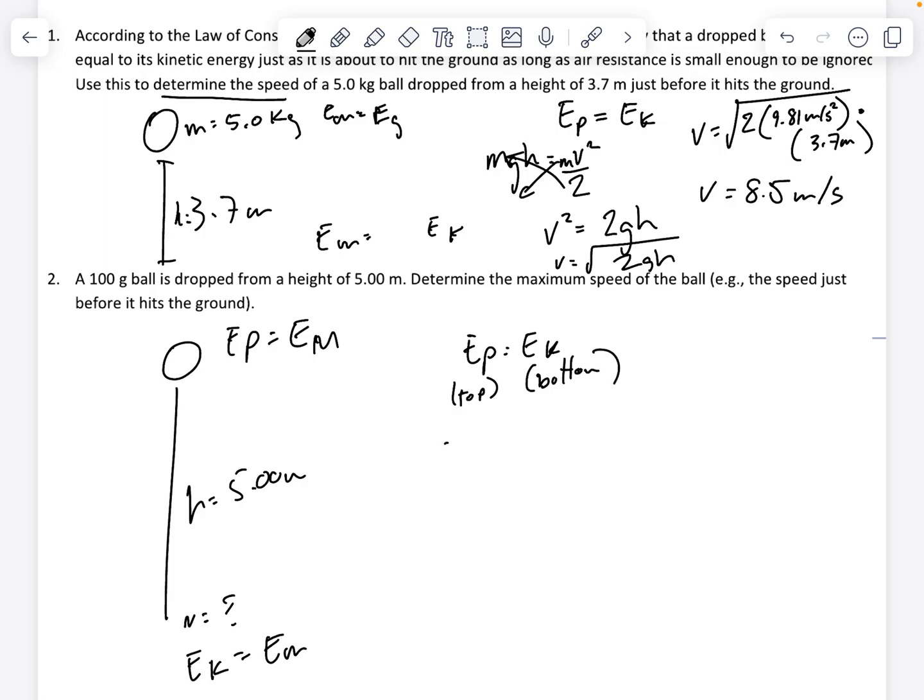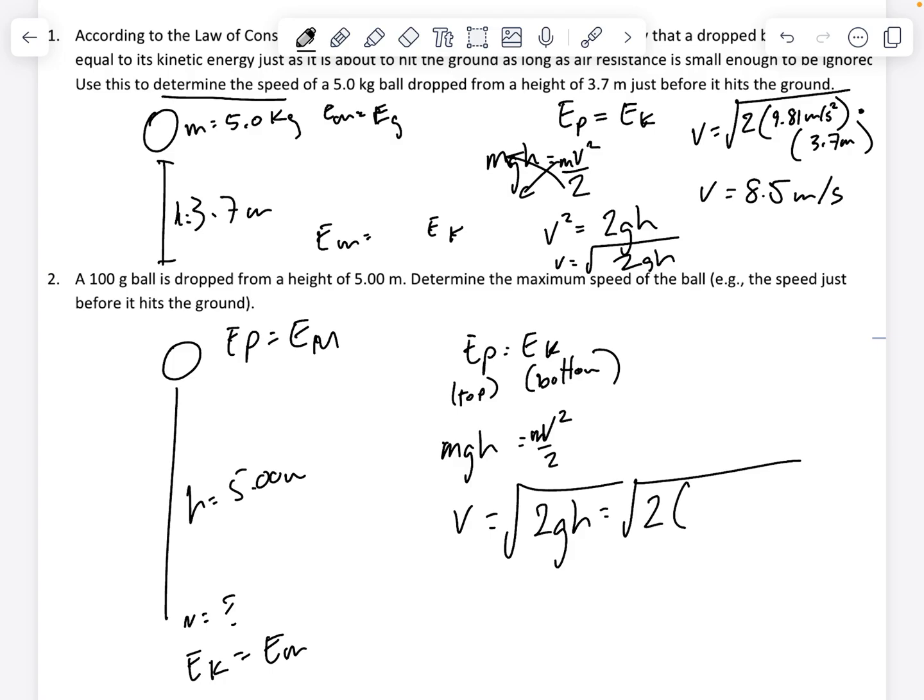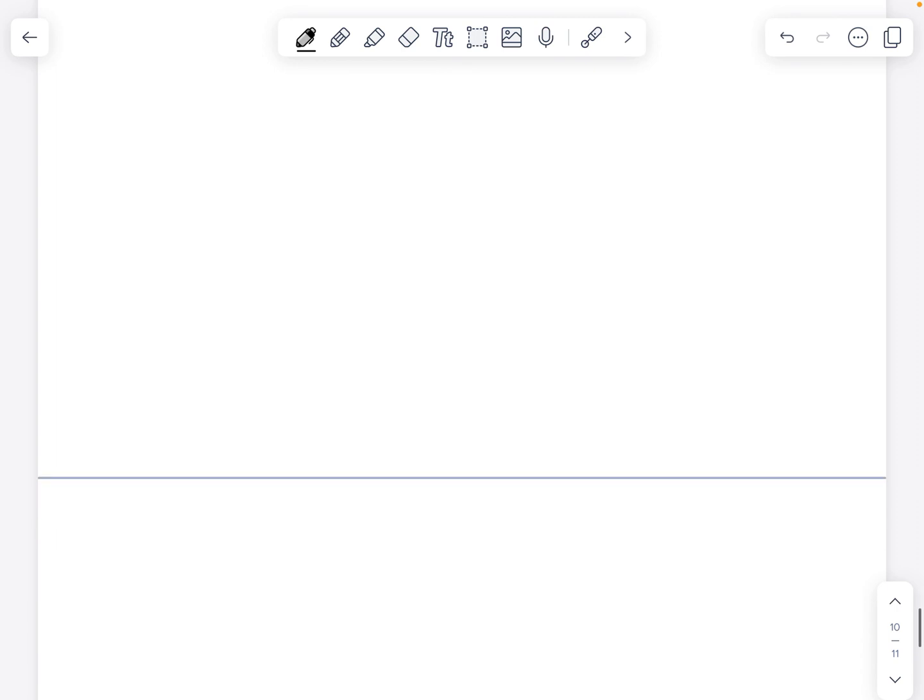And so then my mgh equals mv squared over 2. v is going to equal the square root of 2gh. So it's the square root of 2 times 9.81 meters per second squared times the height of 5.00 meters, and I come out with 9.90 meters per second. Okay, so all of those examples have been pretty much identical.